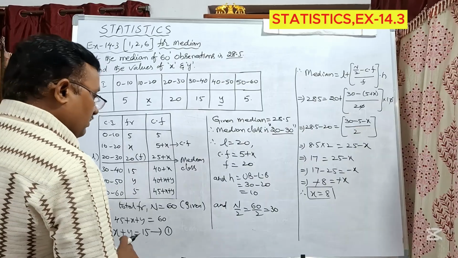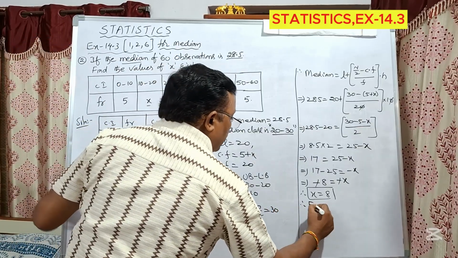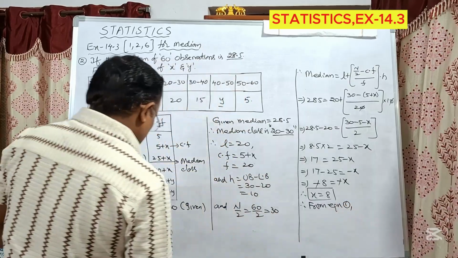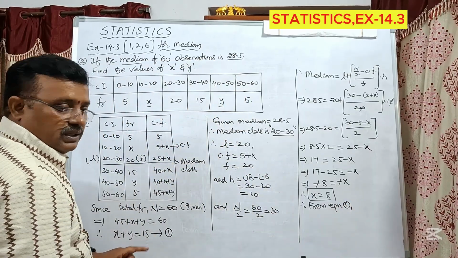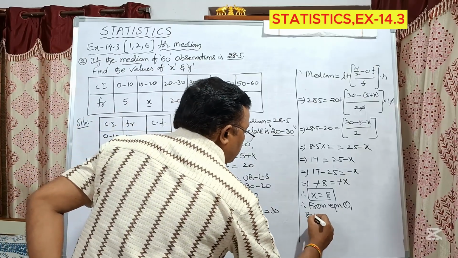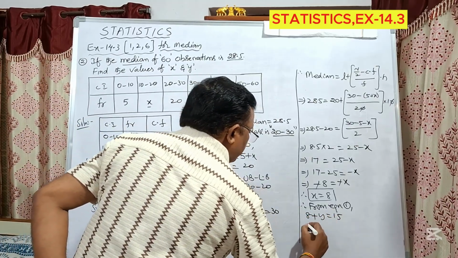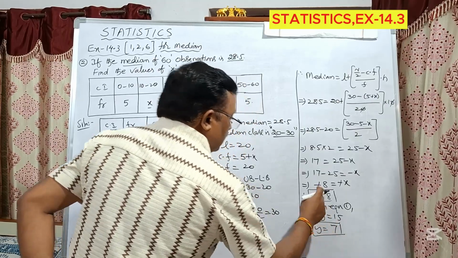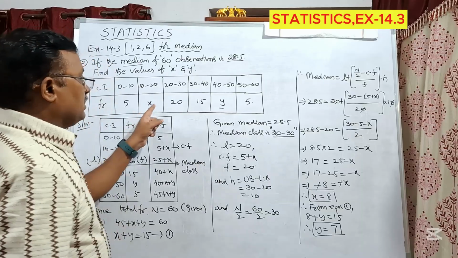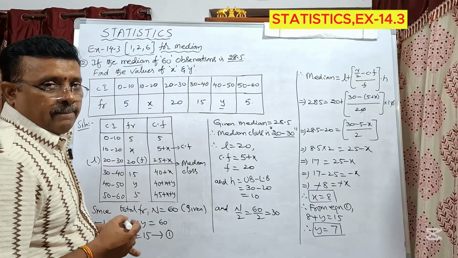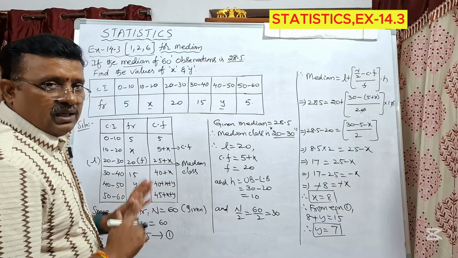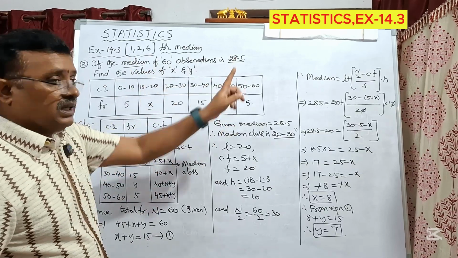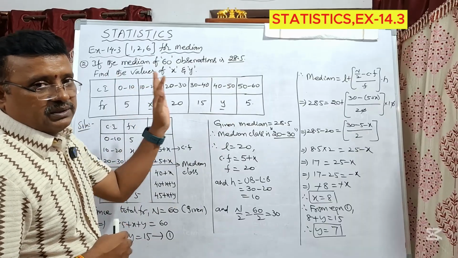So for that use equation 1. Therefore from equation 1, x plus y equal to 15, correct? That's why 8 plus y equal to 15. Therefore y equal to 15 minus 8, that is 7. So these are the two variable values which are called missing frequencies of the data. Understood? In this way we can easily find missing frequencies by knowing the given data's total observations and median.